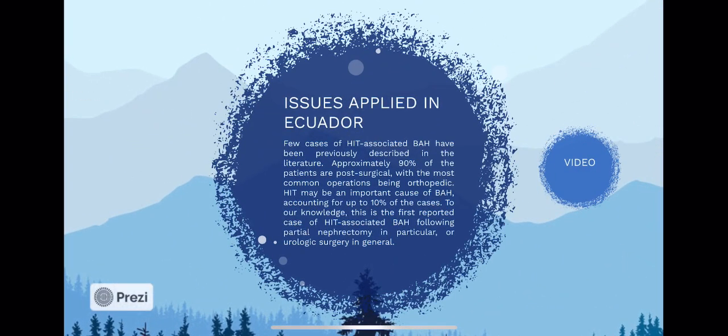Few cases of HIT-associated BAH have been previously described in the literature. Approximately 90% of the patients are post-surgical, with the most common operation being orthopedic. HIT may be an important cause of BAH, accounting for up to 10% of the cases. To our knowledge, this is the first reported case of HIT-associated BAH following partial nephrectomy in particular or urologic surgery in general.